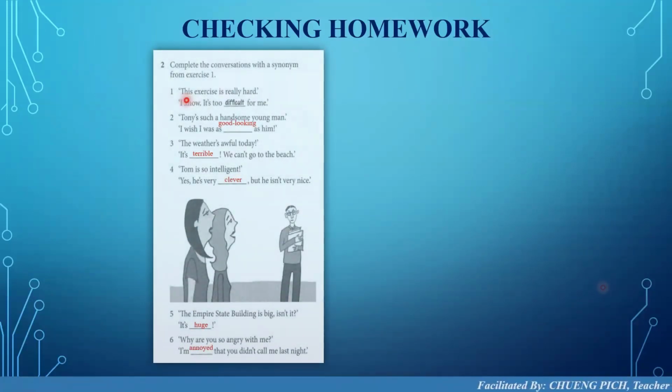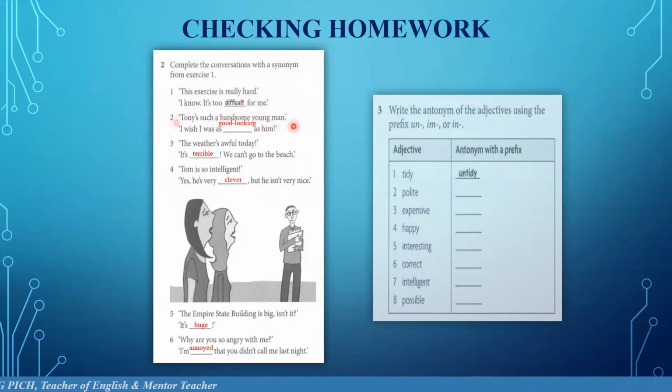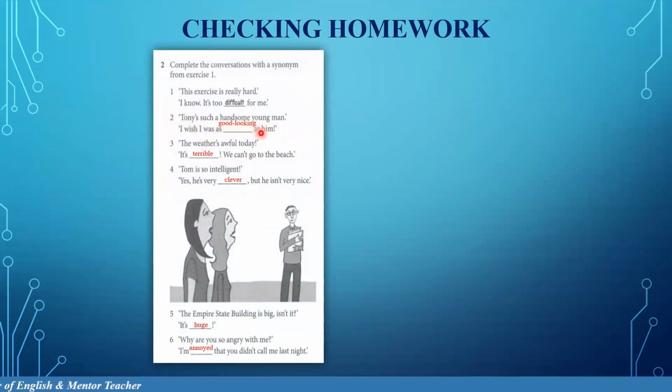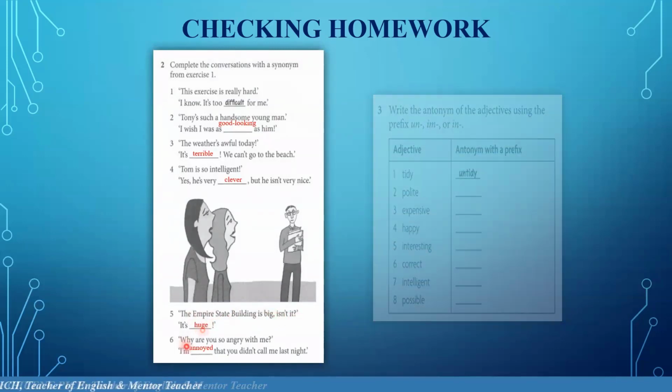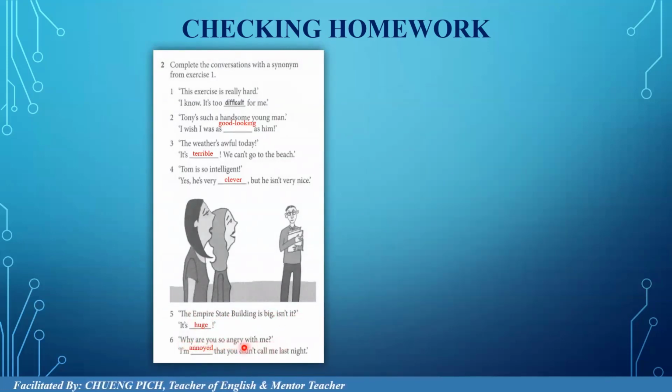Okay, so number 1, this exercise is really hard. I know it's too difficult for me. Number 2, Tony's such a handsome young man. I wish I was as good looking as him. Number 3, the weather's awful today. It's terrible. We can't go to the beach. Number 4, Tom is so intelligent. Yes, he's very clever, but he isn't very nice. Number 5, the Empire State Building is big, isn't it? It's huge. Number 6, why are you so angry with me? I'm annoyed that you didn't call me last night.